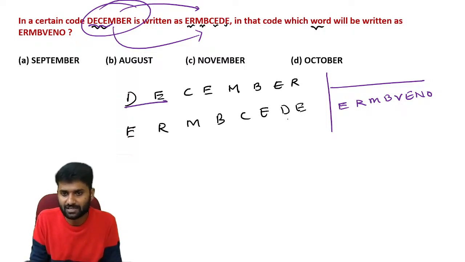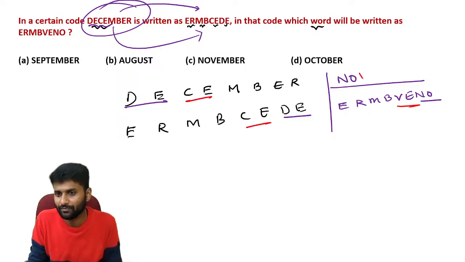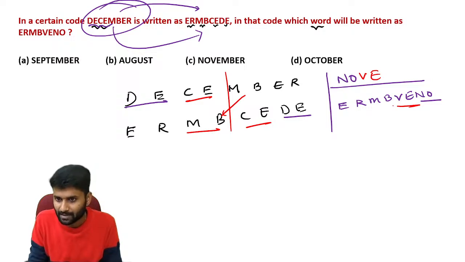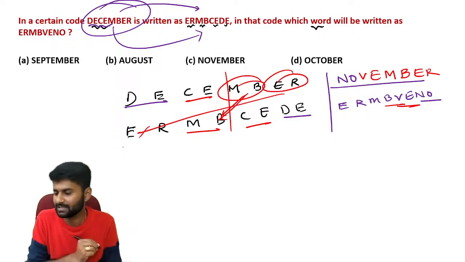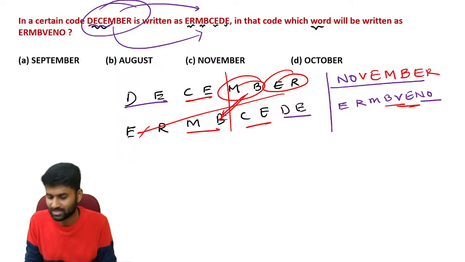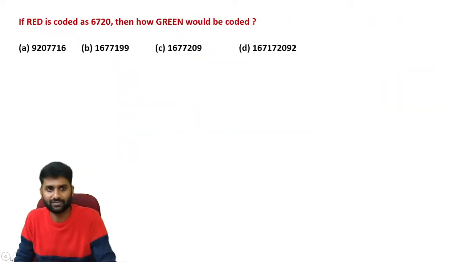First of all, you write these two letters here. So here NO, you have to take NO. Next logic: here CE, write down VE. Next one, MB here can be written as MB. They took the MB here. You have to write in this way: NOVEMBER. So this is the logic. So according to this logic, the answer is November. Very good. Next one.